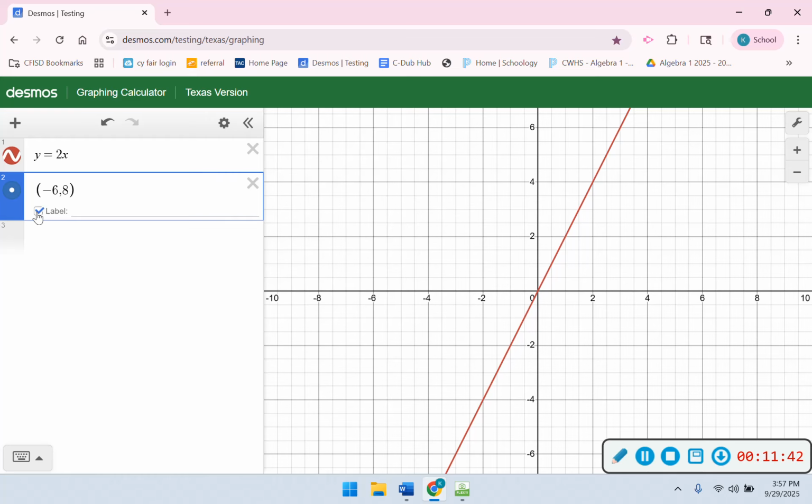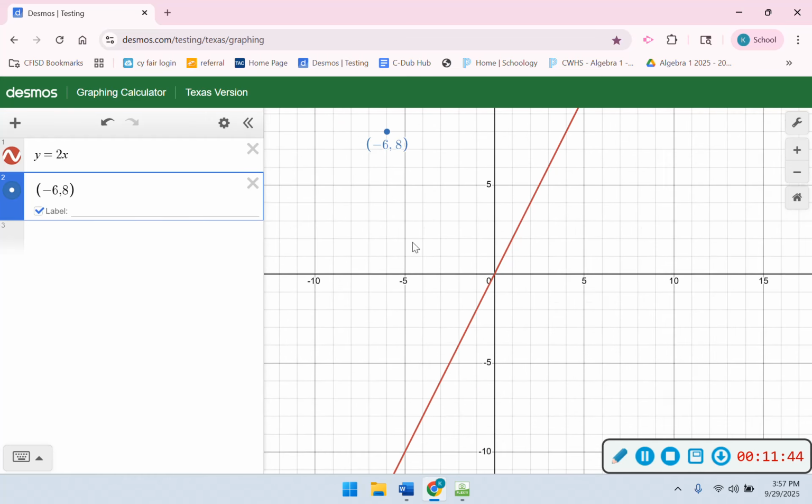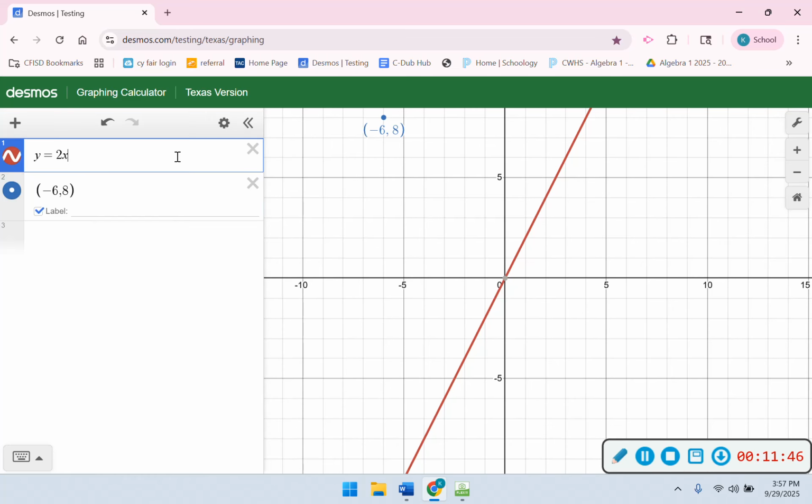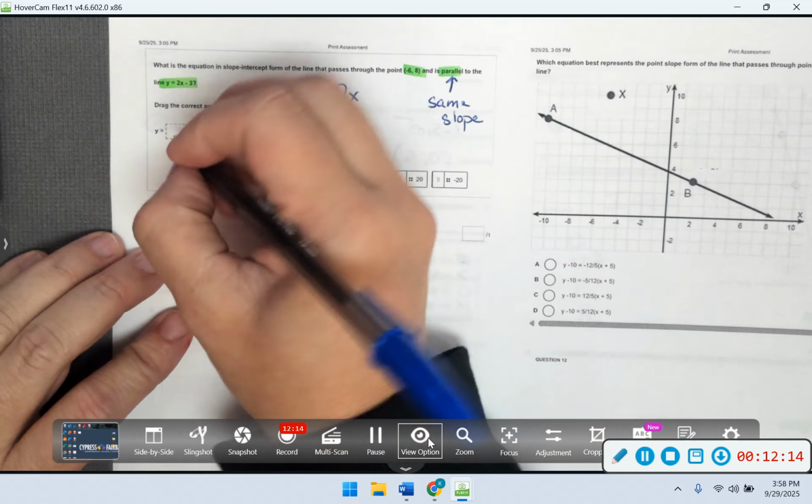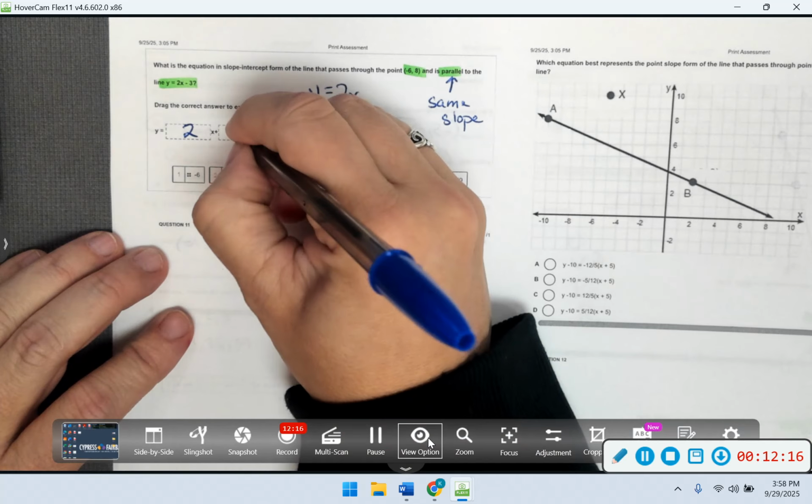I'm going to label it. It helps me see it. Zoom out so I can see it. Okay, so it's not going through it. So I'm going to adjust the y-intercept until it does. So if I do plus 2, didn't go enough. Let me try 5. Not enough. How about 10? 15. Oops. 20. There we go. So slope is going to be 2, and the y-intercept would be 20.